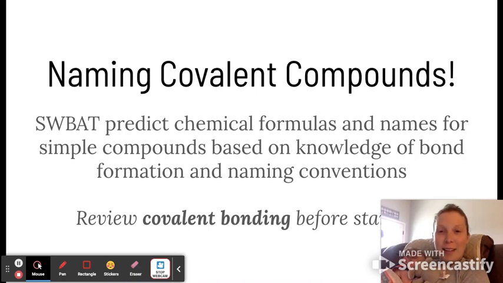But today we are looking at naming covalent compounds. So this should be a pretty quick lesson. By the end of this lesson, you should be able to predict chemical formulas and names for simple compounds based on the bonds that are present, so specifically covalent bonds. Make sure to review covalent bonding before you get started on this lesson because that'll help it go by a little bit faster.